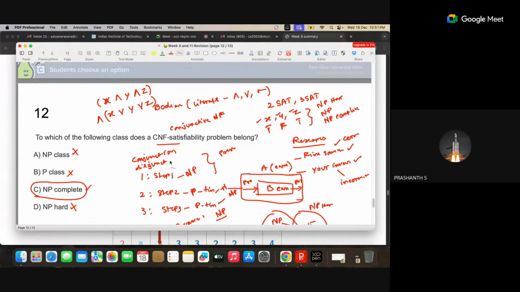Using conjunction and disjunction operators, a problem might jump from the NP class, the non-polynomial category, to the hard category, or from the hard category to the NP category. So we cannot say it is in the NP category, and we cannot say it is in the hard category. All CNF satisfiability problems are going to be NP-complete problems only.